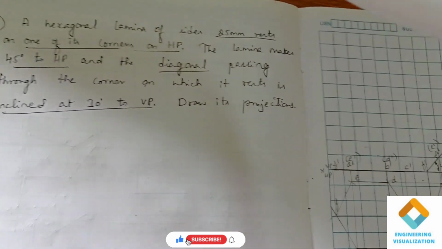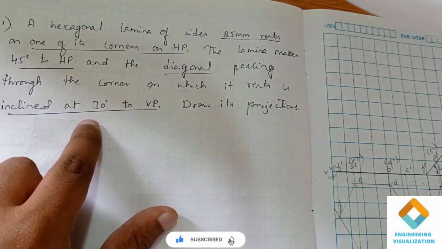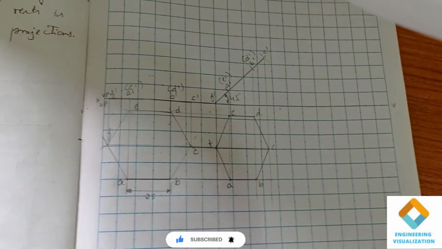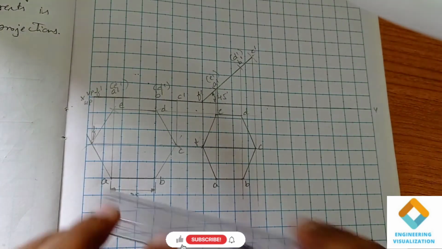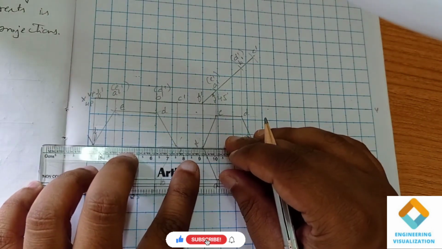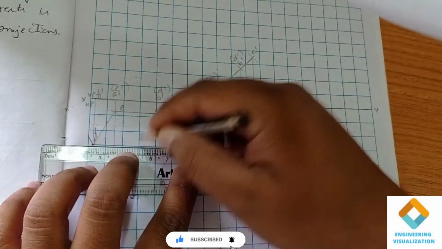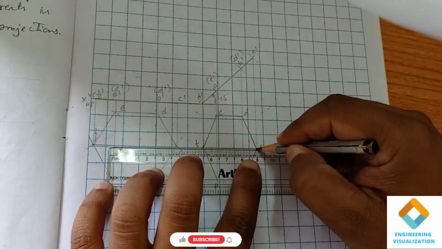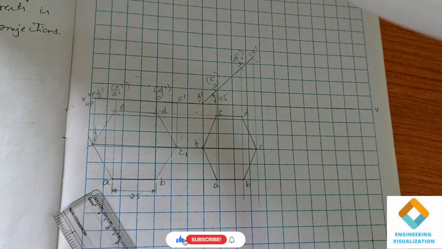You see it. Now you can see in the question they mentioned a diagonal passing through the corner that is inclined to 30 degree to VP. So now we are going to show how the beta angle works here. Before that we'll be drawing a diagonal here. Okay, this is the first diagonal, and this is our second diagonal. So I will be writing this FC1 and this is FC.